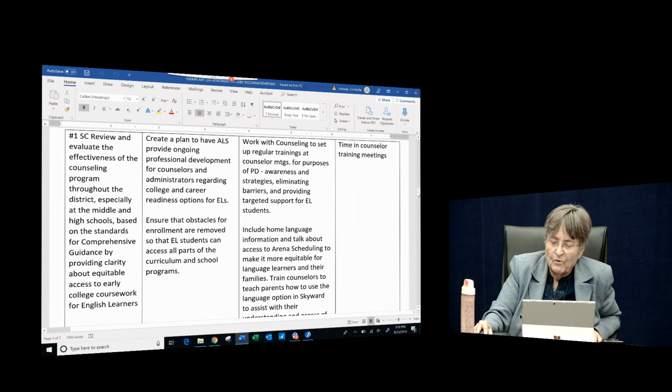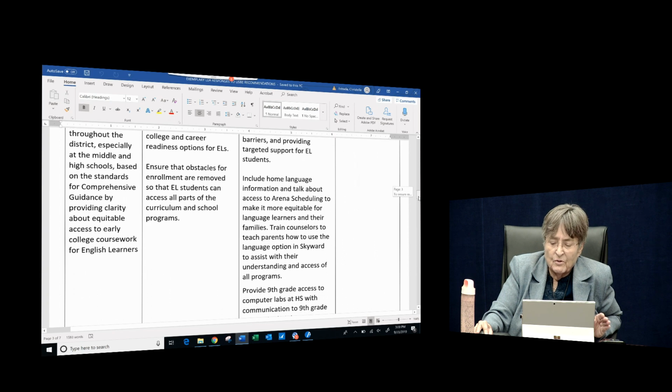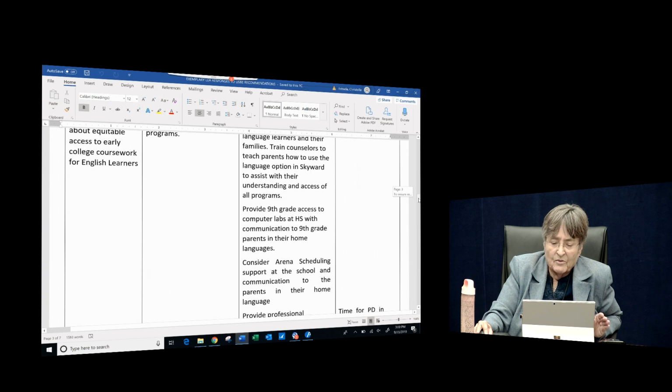And so they're not using money, but what are they doing? They're focusing on time in counselor meetings for training. So they're using a structure that's already established to ensure continuity and sustainability in relationship to reevaluating and ensuring that counselors support students' equitable access.